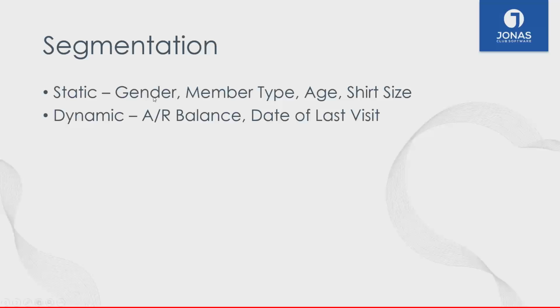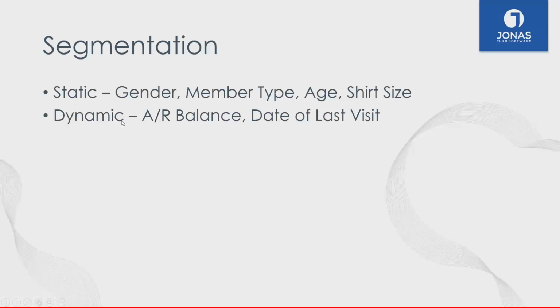I've just given a couple of examples here, which I call static and dynamic. Static are the kind of things that don't change over time very much. It's going to be your member's gender, member type. I know that that one can change, but it would probably be once a year or at most. Their age, possibly, even something like their shirt size can be an effective way to segment. And I'll show you a cool example of that in a minute.